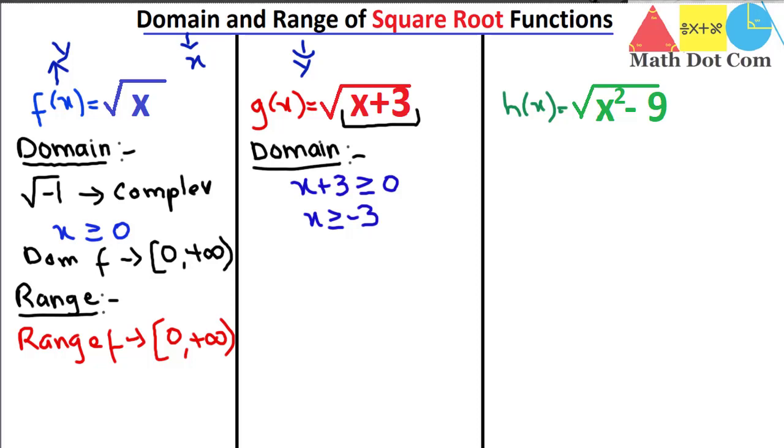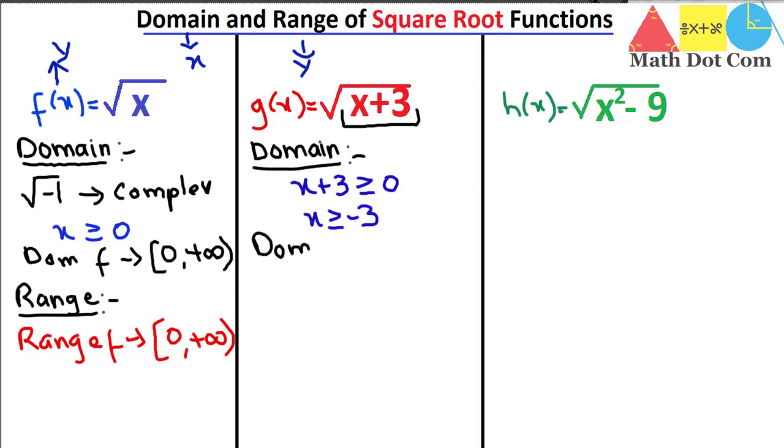It means we can only take the values of x that are equal to and greater than minus 3. That is minus 3, minus 2, minus 1, 0 and so on. But we cannot take minus 4, because when we put minus 4 in the given function, it will give you a negative value under the square root or under the radical sign.